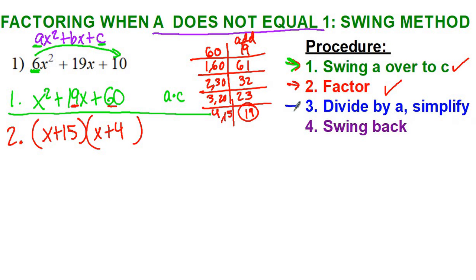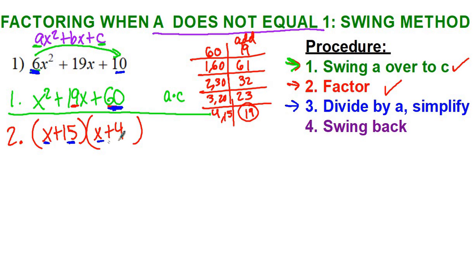If at this point we were to check this using FOIL, x times x does not equal 6x squared. So the question I have for you to think about is, where did the 6 go? And the answer is the 6 went into this 60. That's how it became 60. We took the 6 and we swung it over here. So the 6 is in the 60.